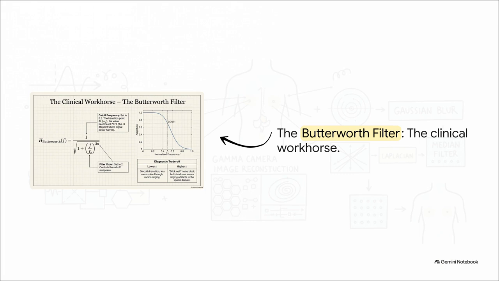It also features an order variable, denoted as n, and this controls exactly how steep this drop-off is. A lower n gives you a nice smooth transition that avoids ringing, but it lets some of that noise slip through. A higher n, on the other hand, creates a sharp brick wall that completely blocks noise, but it introduces severe ringing artifacts right back into our spatial image.